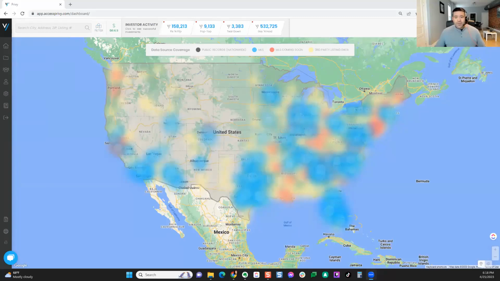But there are 3 main things you should consider when choosing a market to target. The first thing is you want to be in a high investor activity area, and I'm going to show you that here in a second. If you can get a high investor activity area to align with one of these blue areas where we've got direct to MLS, you're going to be able to up your game. You're going to have more boxes checked to be able to execute the strategy.